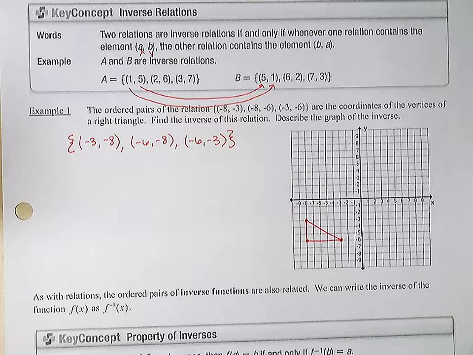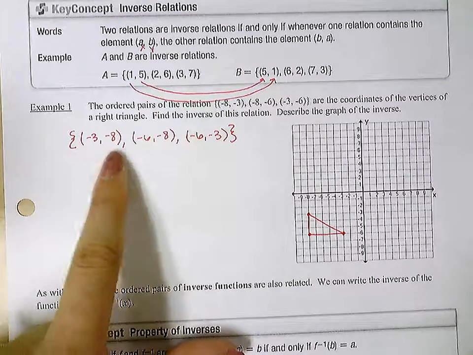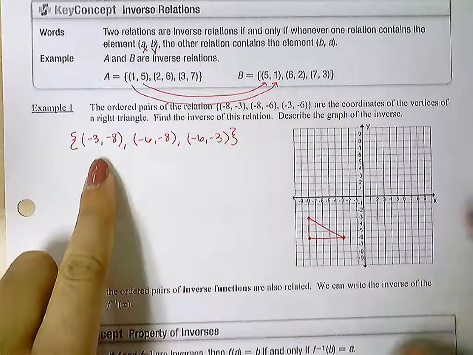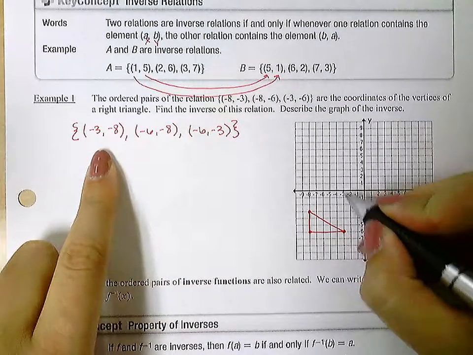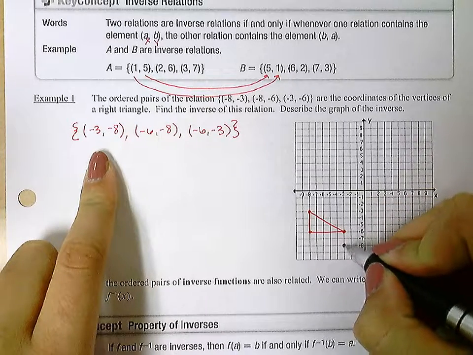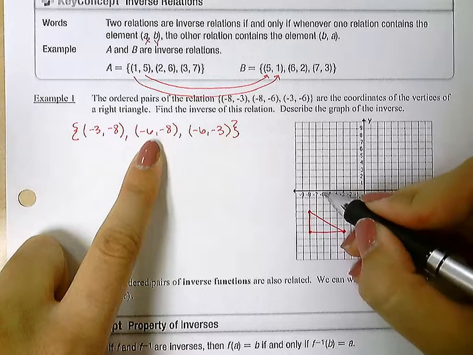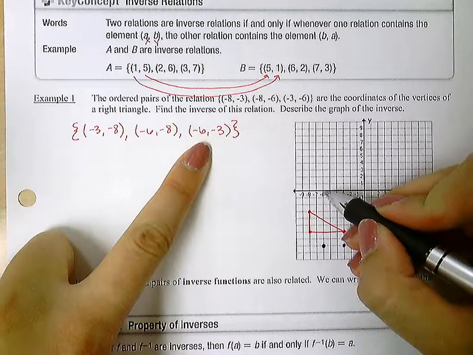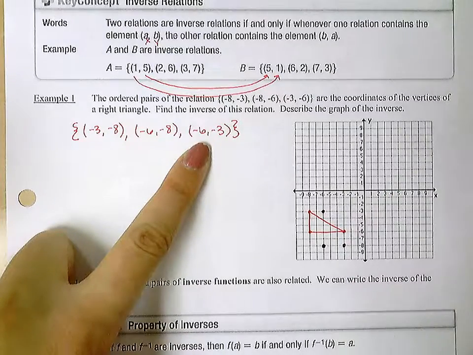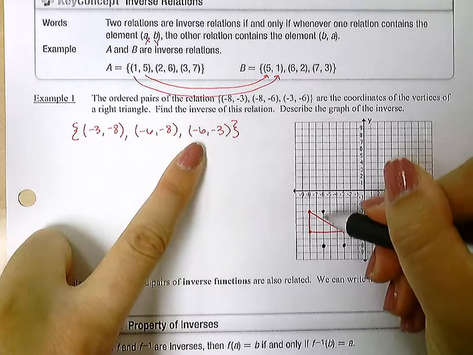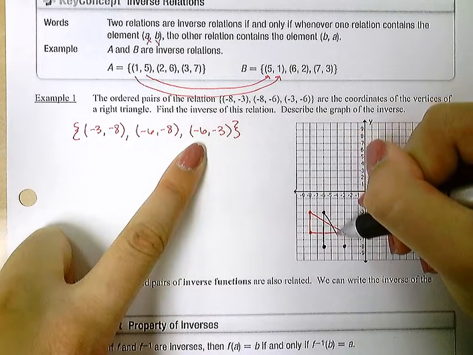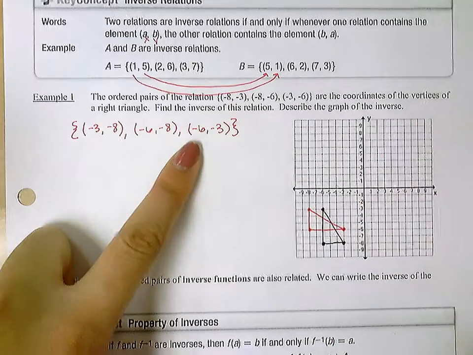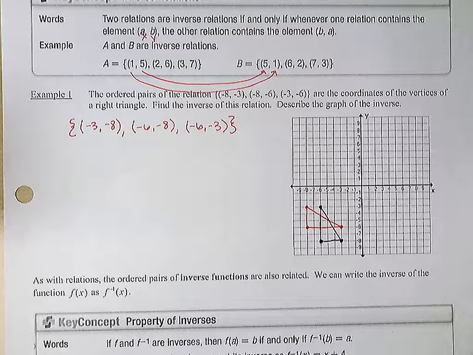Then, I don't know if my other pen has ink in it. Next, I want to plot my inverse points. So next we're going to plot these inverse points. We have (-3, -8), (-6, -8), and (-6, -3). This new triangle here is the inverse of my first one. I want you to look at those.